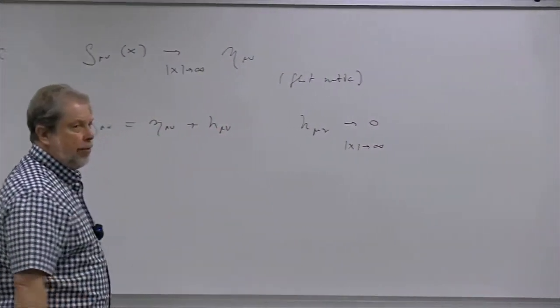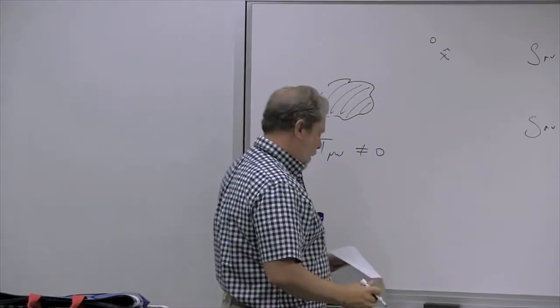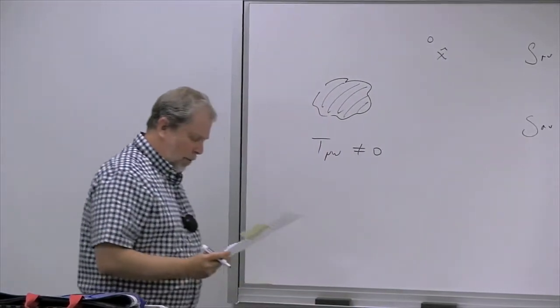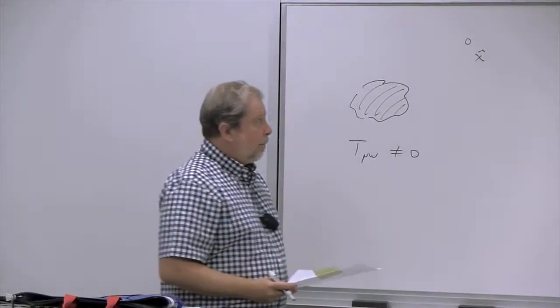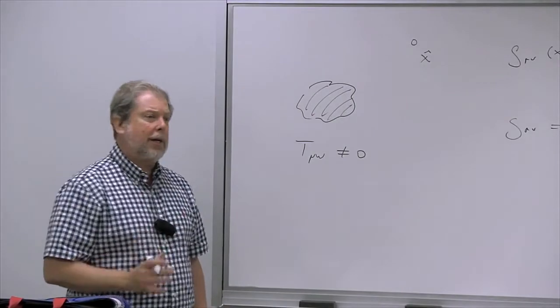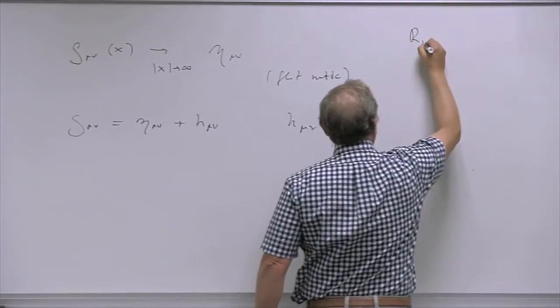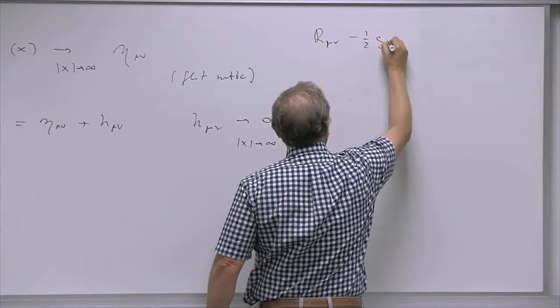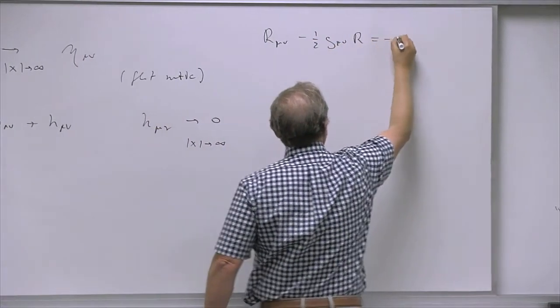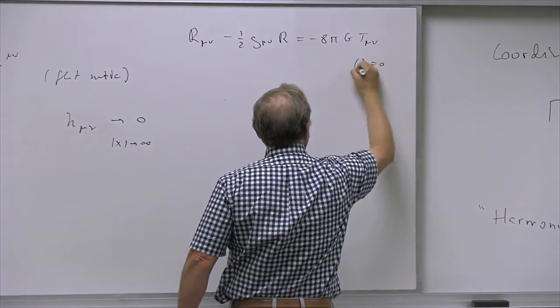So as x goes to infinity, we know that this perturbation vanishes. Now, remember, we want to get some sort of insight into the field equations, which I'm going to rewrite up here: R_mu_nu minus a half g_mu_nu R is minus 8 pi G T_mu_nu. And we have lambda equal to 0 for now.